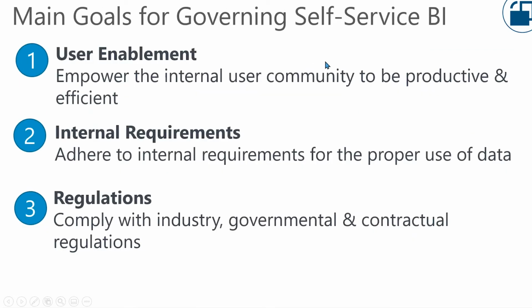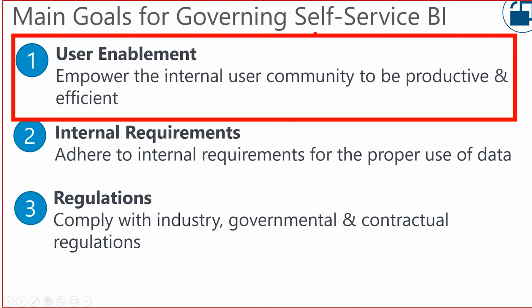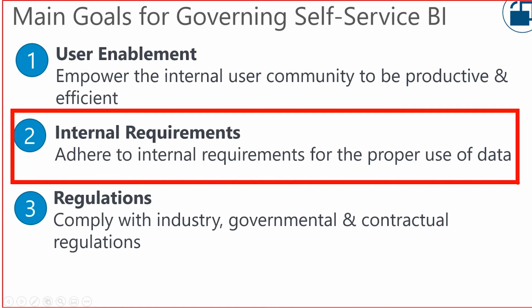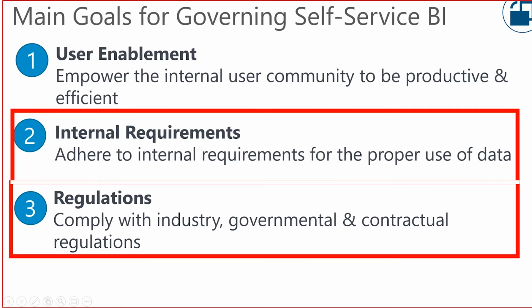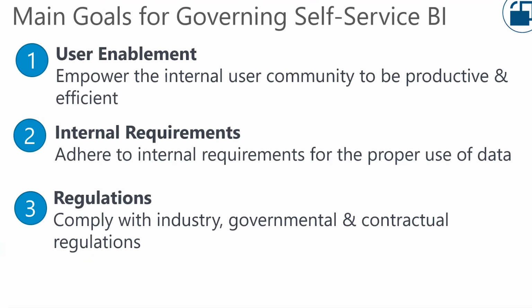The way that I tend to approach it is that we have three main goals for governing self-service BI. First, this idea of user enablement. And again, that's because this is self-service BI. The idea is to give people what they need to be productive and efficient and work with data within the guardrails that we need to give them, which is what brings us to 2 and 3. Do we have some internal requirements of some sort? Do we have regulations of whatever variety that we need to comply with?